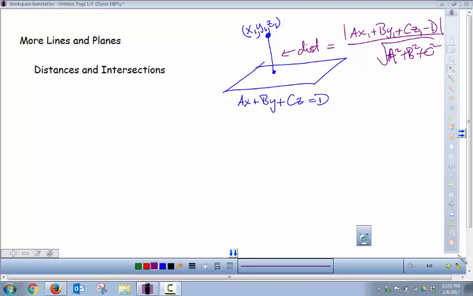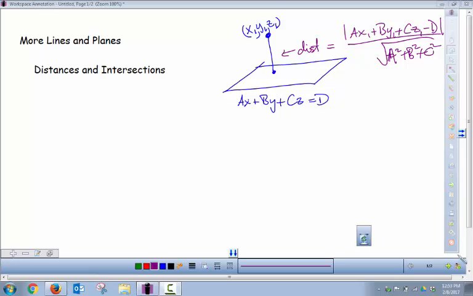So this is our first distance formula from a point to something else, a point in a plane in this case. So now, since we're talking about distances, let's do another distance, and let's talk about a couple of planes in space.